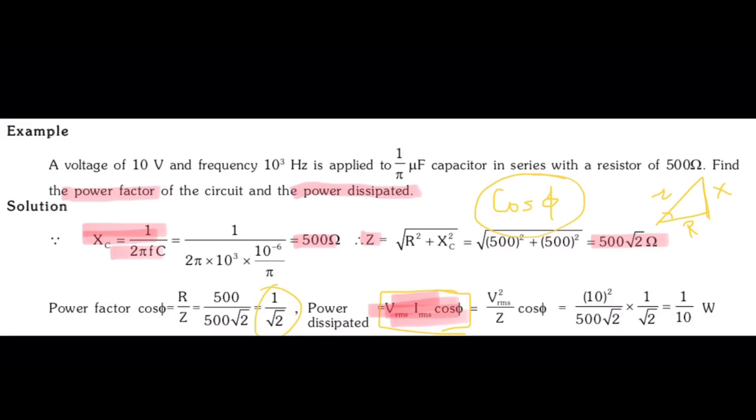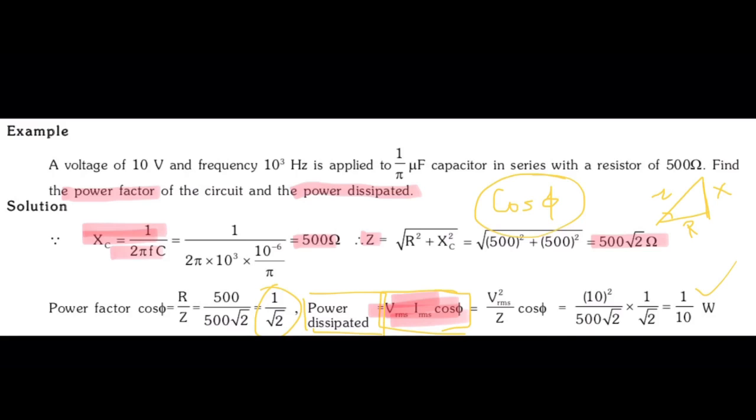Power dissipated is Vrms, Irms, cos phi, which means the actual power we are using is Vrms, Irms, cos phi, and otherwise you can take Vrms square by Z cos phi and you get the answer. So let me conclude this question with another important point, that in your home you are using active power, you are not using reactive power.